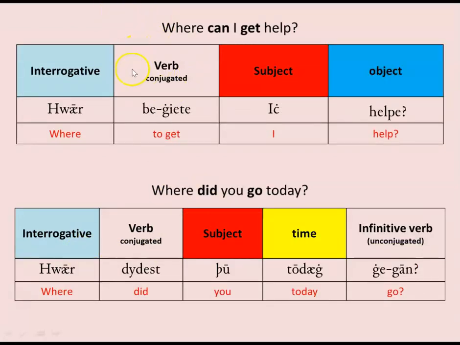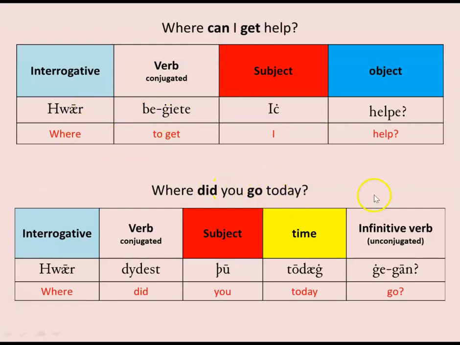Where can I get help? Hawar beyita ich helpe. Where to get I help. So the interrogative pronoun up front, the conjugated verb here for second place, subject and all the rest, objects in the accusative, and so on. So all the same rules apply. Hawar beyita ich helper. Where to get I help.